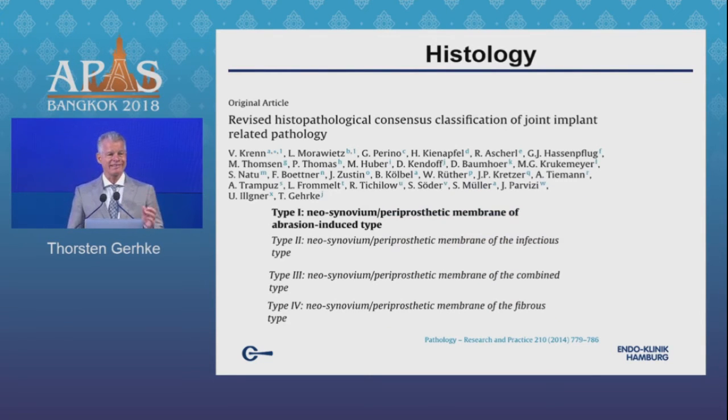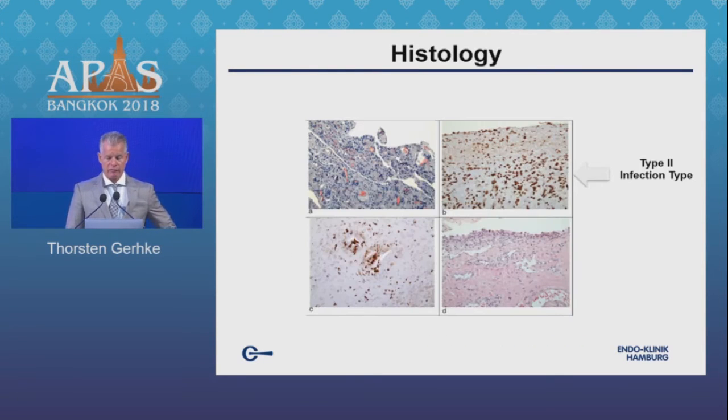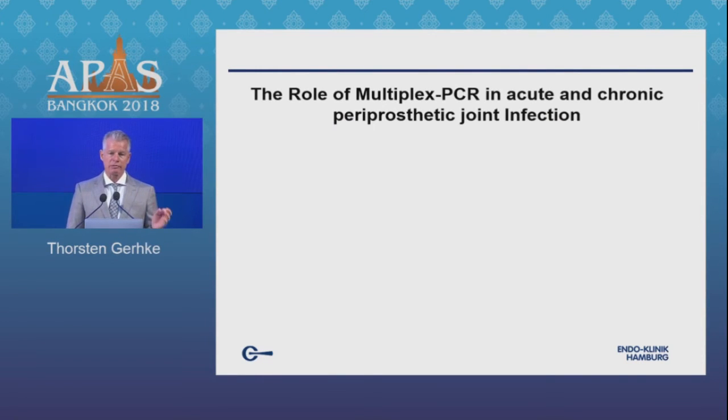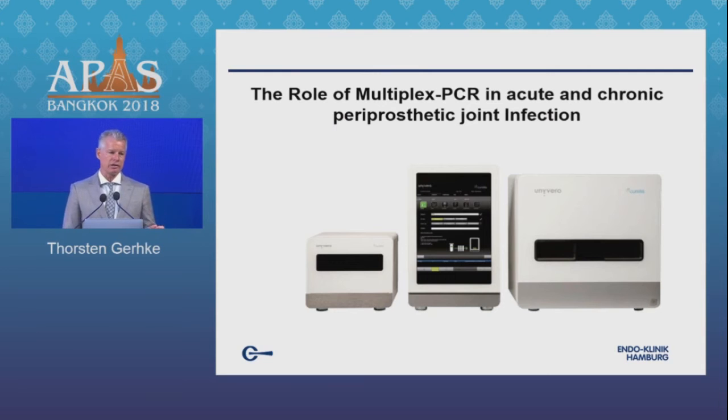What about histology? You can send samples of the loosening membrane to your pathologist. We came up with a histopathological consensus classification, which we elaborated during the last 15 years, and we differentiated 4 kinds of loosening membrane of the soft tissue. One kind, type 2, was the infection type. Multiplex PCR could be an option.